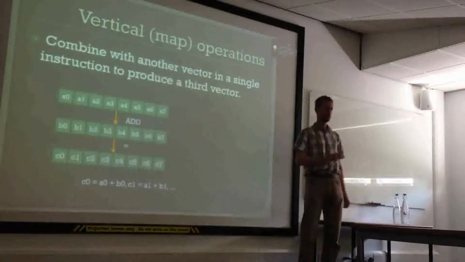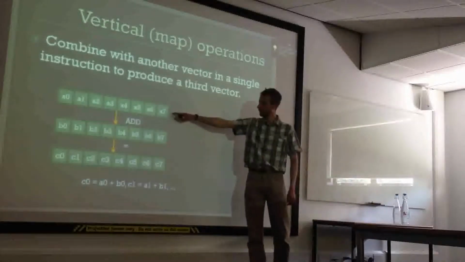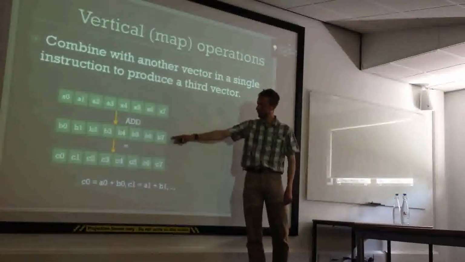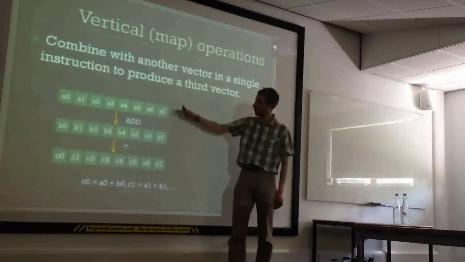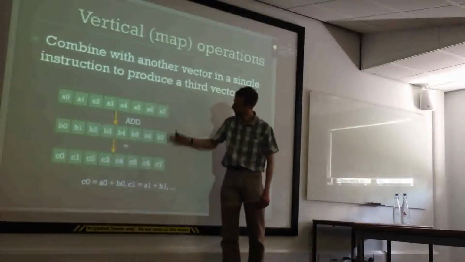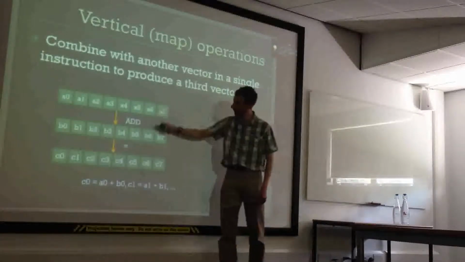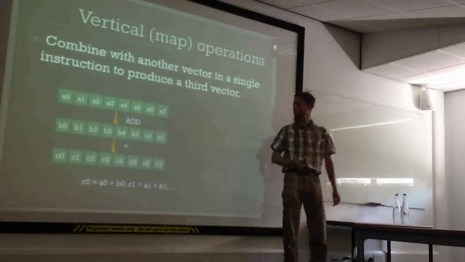The first operation is called a vertical operation, or a mapping operation. So we have a register vector here, A, we have another vector B, and if we do an add to create a vector C, all we're doing is taking elements pairwise from these, so we take these two, add them, and create that one. These two, add them, create that one. These two, add them, create that one. So that's a vertical operation, also called a map.